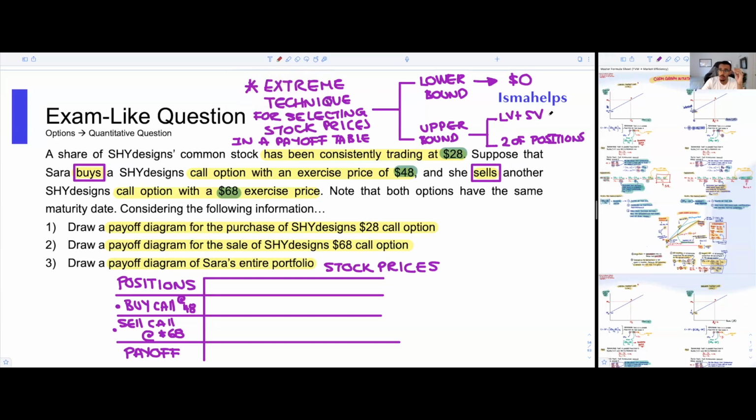Your lowest value would be, in this case, 28, plus your highest value, which would be 68. In this case, what you could do, perfect. Let's go with that.